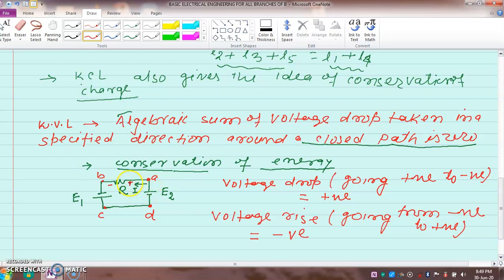So from here to here, the voltage is a drop. Voltage drop is taken as positive, so we have to write I multiplied by R, positive. Then here, negative to positive, voltage rise, I have to write negative. Then again I am going from negative to positive, so again I have to write voltage rise as negative. And the sum of all these will be equal to 0. Means voltage drop, positive to negative, is taken as plus, and voltage rise, from negative to positive, is taken as negative.